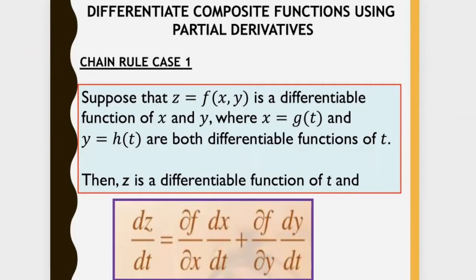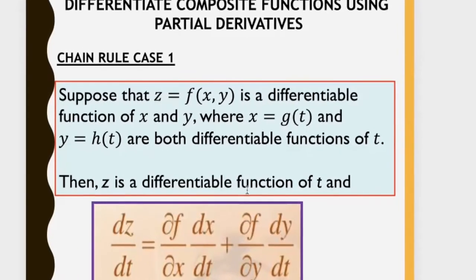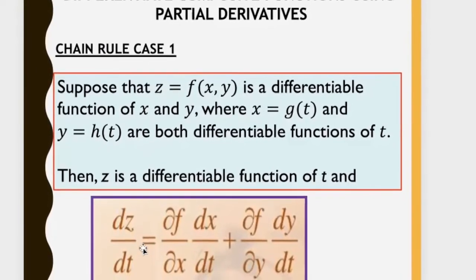Now, suppose we have z, which is a function of x and y, and it's considered to be a differentiable function of x and y, where x is a function of t and y is a function of t. So both of them are differentiable functions of t. Then z is a differentiable function of t, and we will apply the following chain rule.